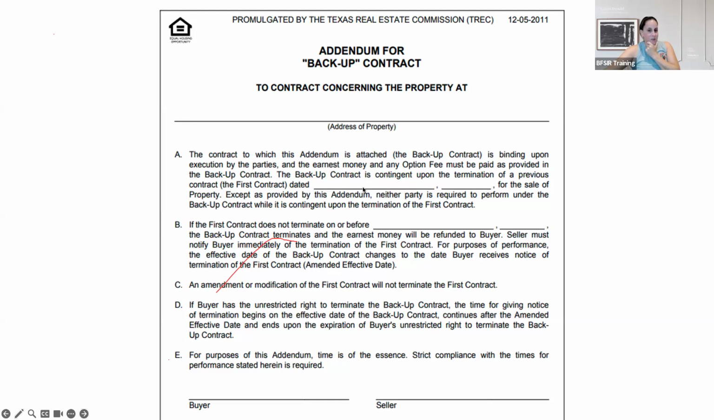People always ask what goes in these blanks. This is the effective date of the first contract, and this is generally speaking the closing date of the first contract. It doesn't hurt. All it costs the backup buyer is their option fee to tie up a property and sit in first place. I don't understand why people don't do backup contracts anymore. Buyers say, oh, we really like this one, but we didn't get it, so we'll keep looking. Well, if you really like this one, put it under backup, even with a small option fee, and then keep looking. You can always terminate, right?